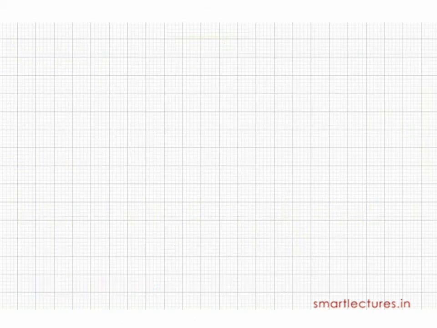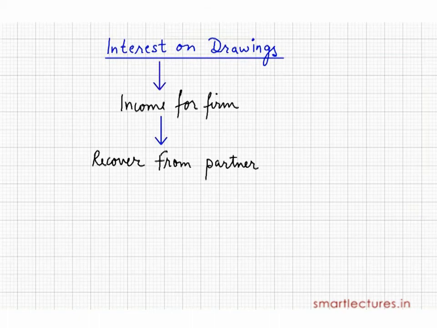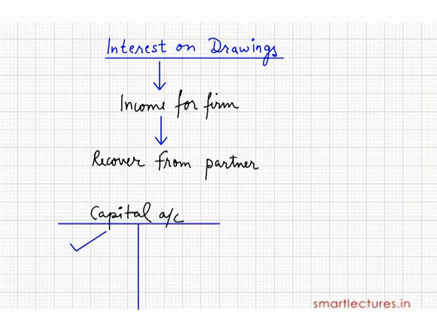Interest on drawings is an income for the firm. So the firm will recover this interest on drawings from the partner. So it's a debit item of the capital account. I mean to say, interest on drawings always reduces the balance of the capital. That's why it is always shown on the debit side of the partner's capital account.